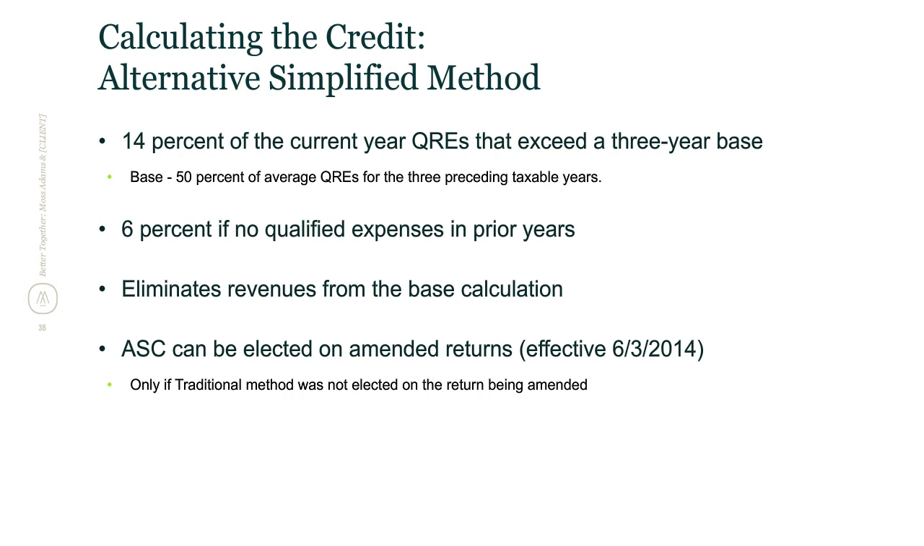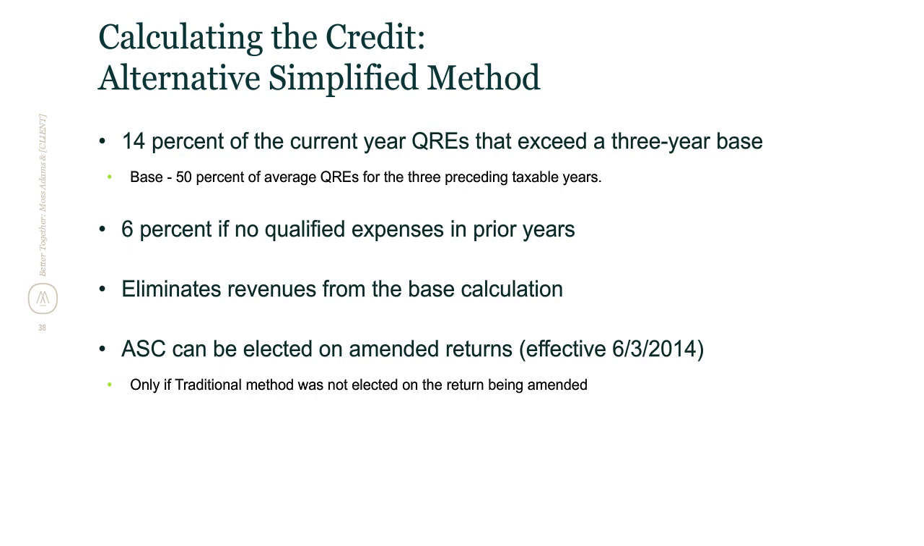So the mechanics of this one, we're looking at 14% of the current year qualified research expenses that exceed a 3-year base. That base is calculated by averaging the total prior three years of QREs, taking 50% of that. Or if there are no qualified expenses in the previous years, it's 6% over that base. So again, we're eliminating revenues from the base calculation here.